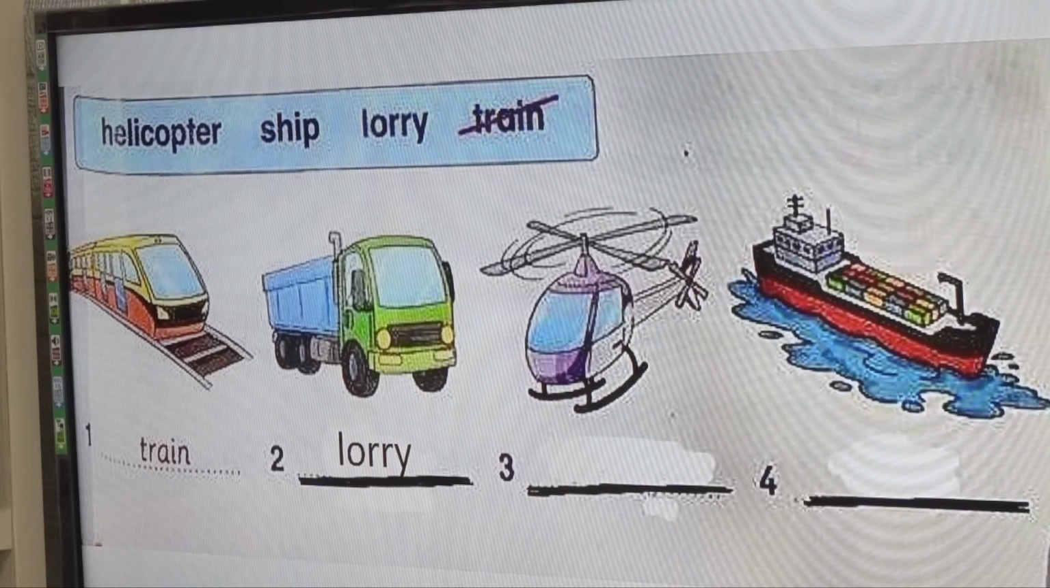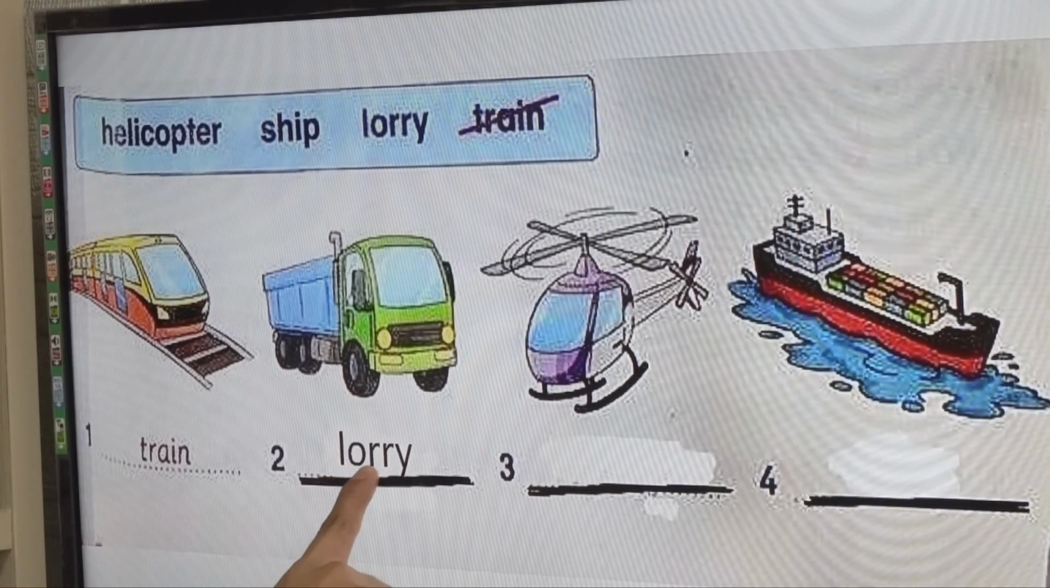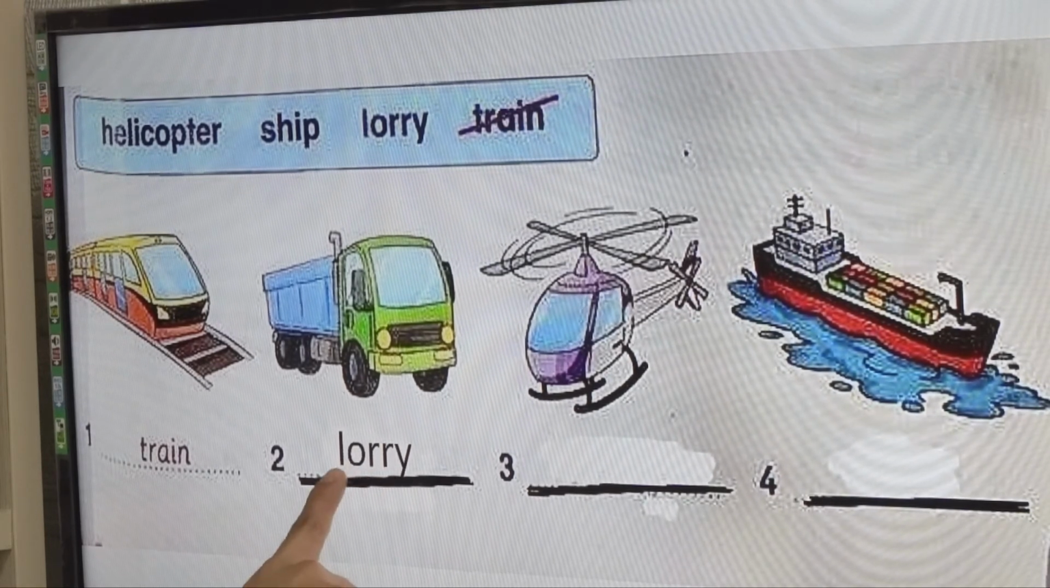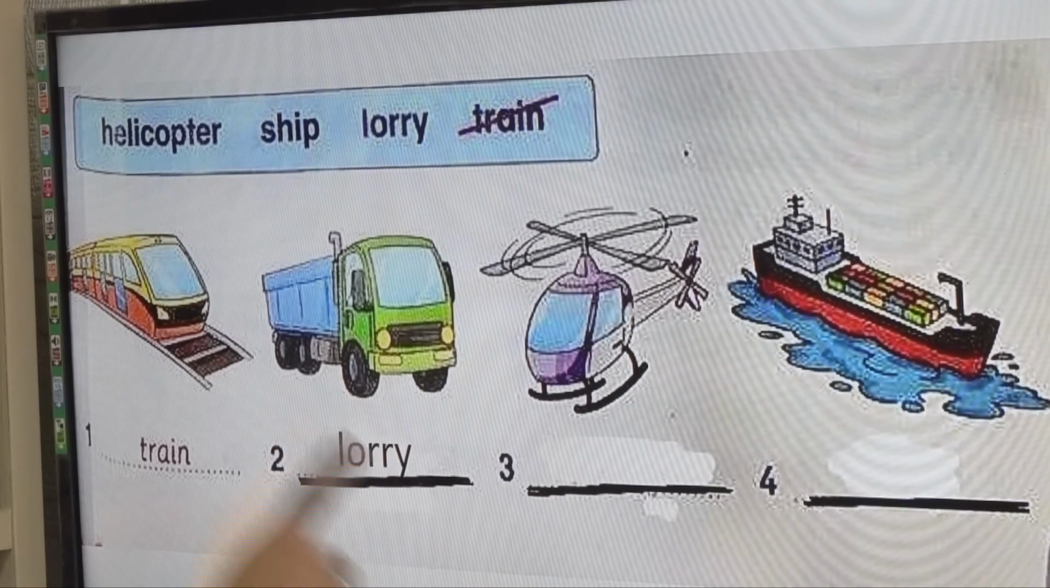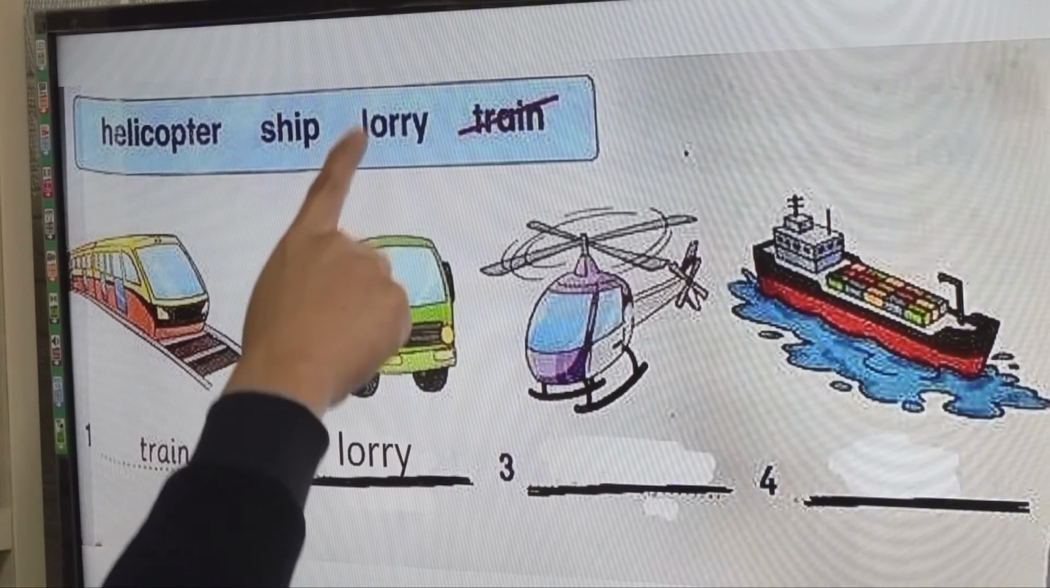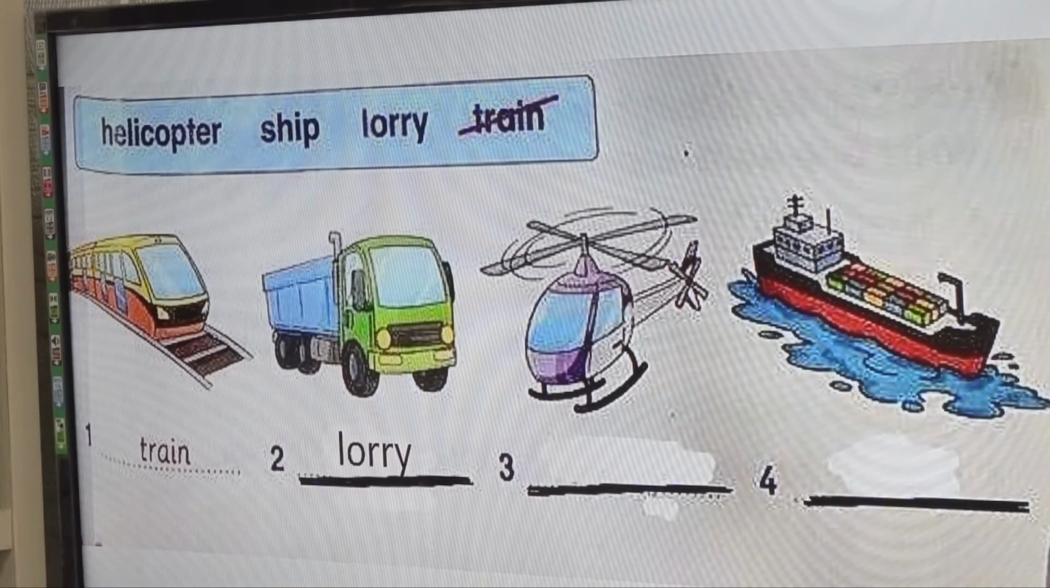So please write down L-O-R-R-Y. And then you can cross out here, so you know you've used it already. L-O-R-R-Y. Lorry.